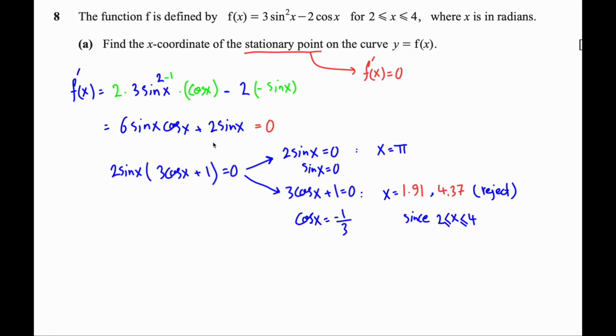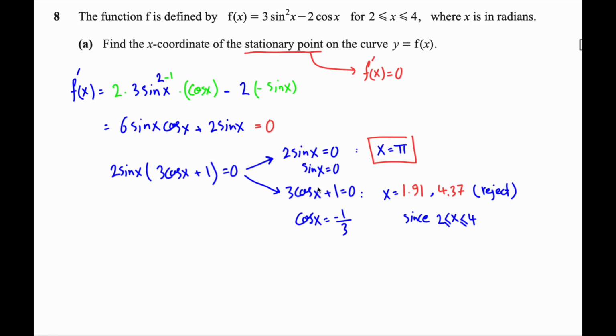So after you tidy up, you have to put it equal to 0, since we're aiming to find the stationary point. Then it is very obvious that 2 sine x can be factored out. I'm going to be left with 2 sine x times 3 cosine x plus 1 equals to 0. Therefore, it's either the first term is equal to 0 or the second term. So if 2 sine x equals to 0, therefore sine x has to be 0, and that leads to x to be pi. And that is within the domain because pi is 3.14, and that falls within my domain.